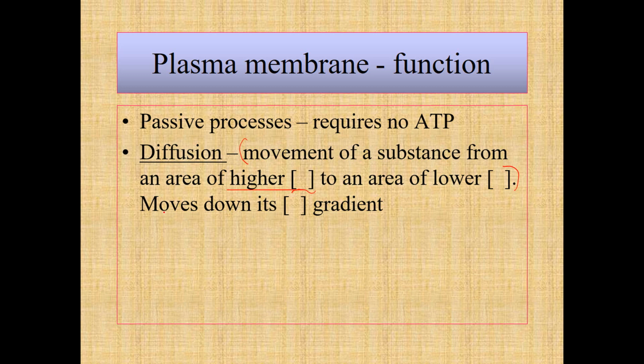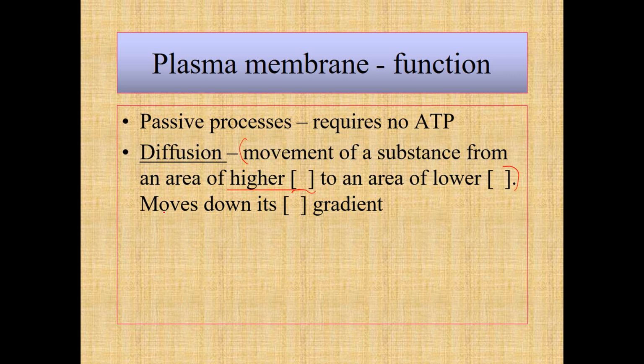So if you think about it, this is due to the random motion of particles. If I just spray some perfume right in that area, right where I just sprayed that perfume, those perfume molecules are moving about randomly. And it is just more likely that they're going to go from an area of higher concentration to an area of lower concentration. This process stops when equilibrium is reached, when there is no more concentration gradient.